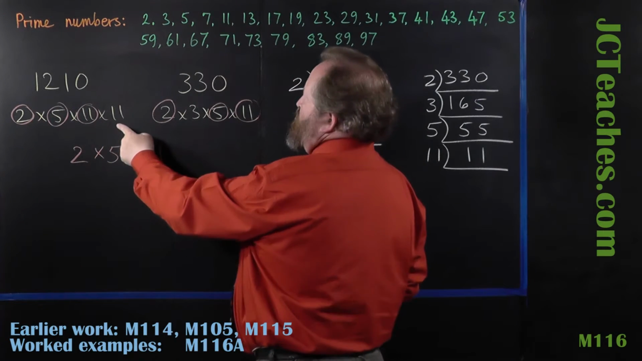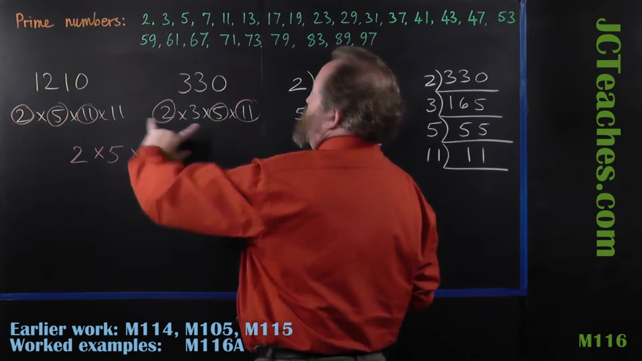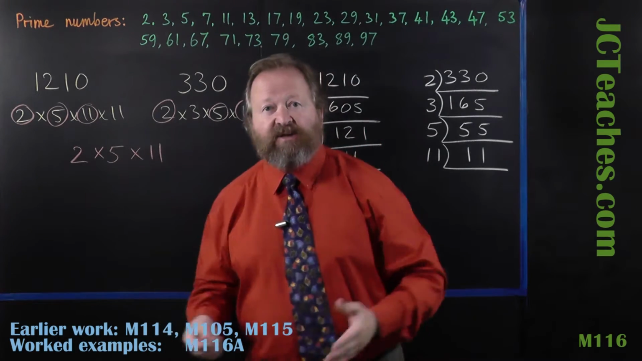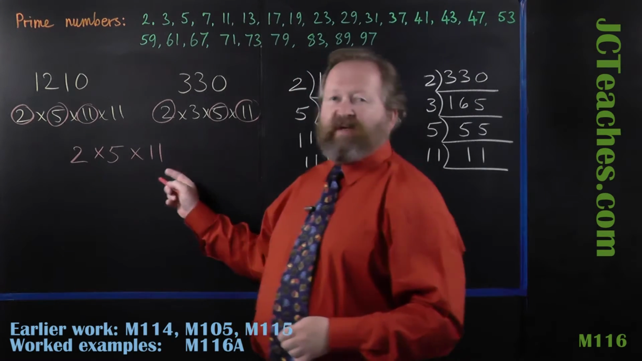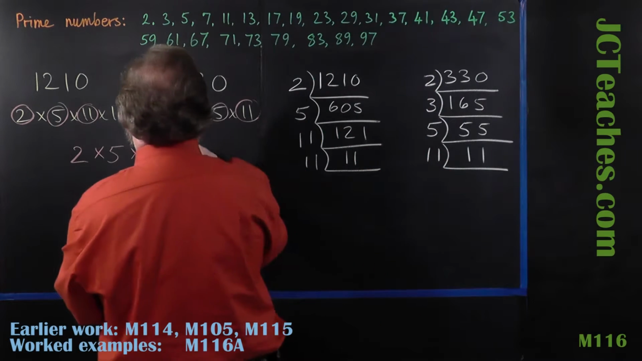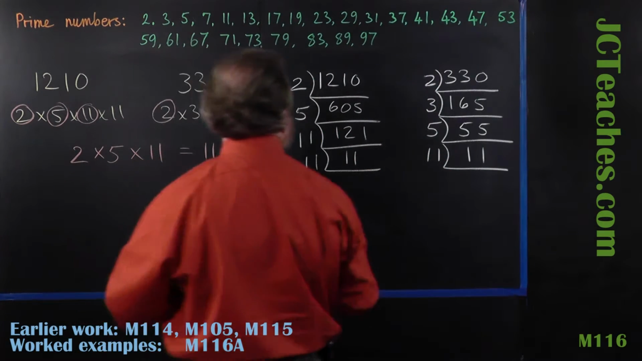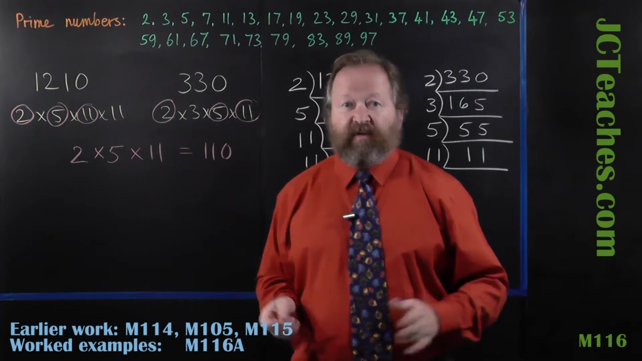There's another 11 here, which isn't in that one. And there's a 3 in here, which isn't in that one. So those are not common. So the biggest number that I can actually make from that one and from that one is 2 times 5 times 11, which is 10 times 11, which is 110. So clearly 110 fits into both of those numbers.